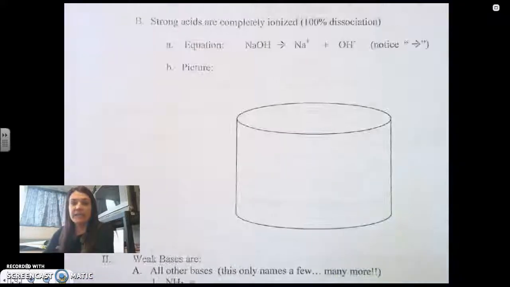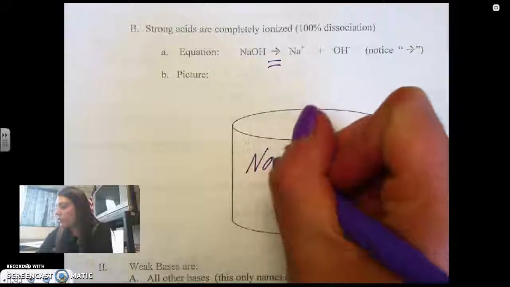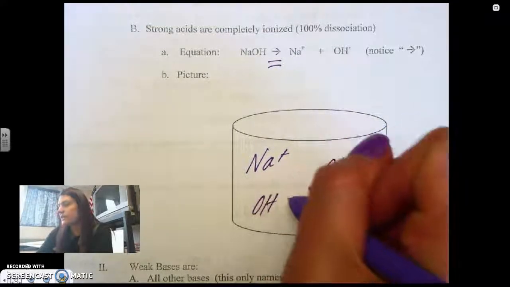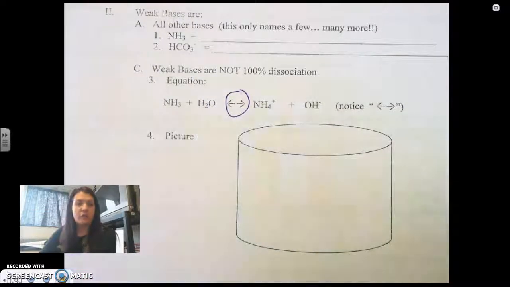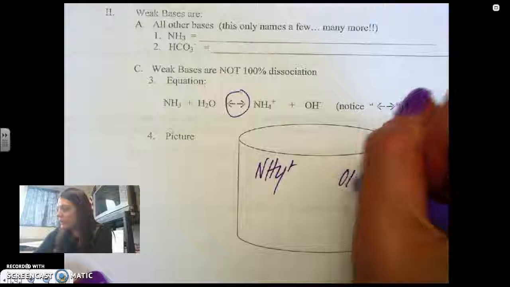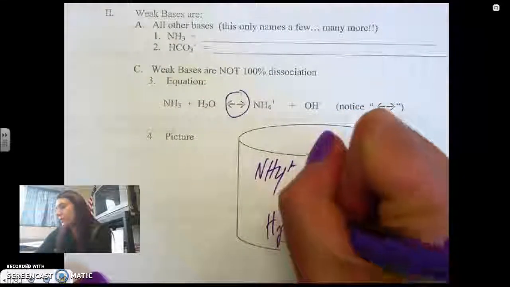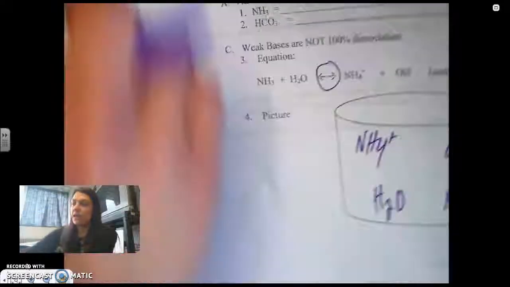Again, the same thing is going to happen. Notice only the forward reaction, so you're only going to have sodium ions and hydroxide ions in solution. With weak bases, you'll notice the reversible reaction, which means everything is going to be present when I mix this in water. Yes, I will have ions, but I will also have the starting compounds. That's pretty much it for strong acids and strong bases.